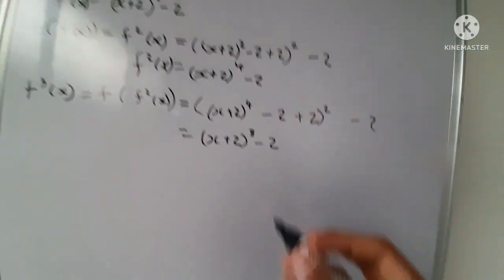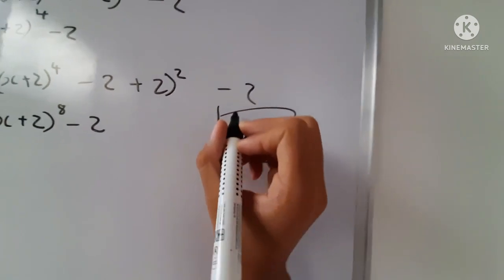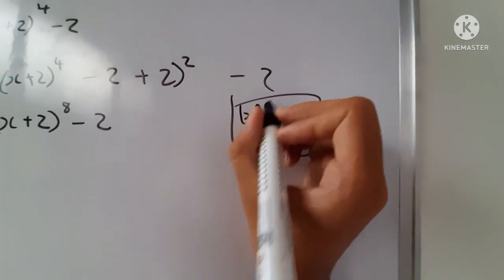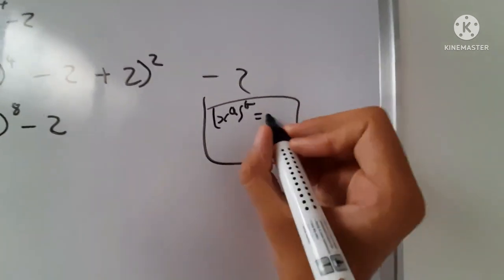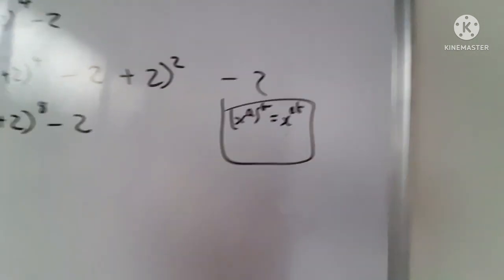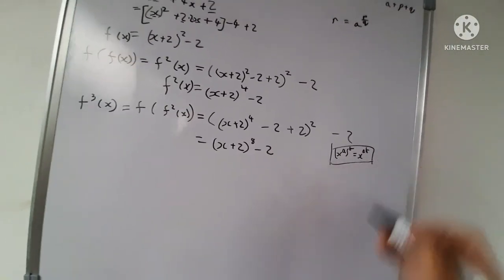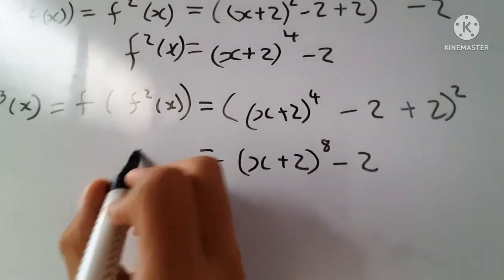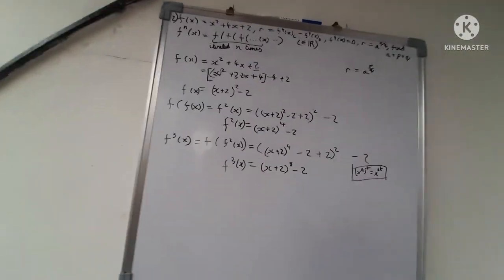This is just by exponent rules. So let's write it in a box here. x to the a, to the b, is equal to x to the ab. That's something we're using here. So yeah, anyways, that's f3 of x, and by now you should have observed the pattern.